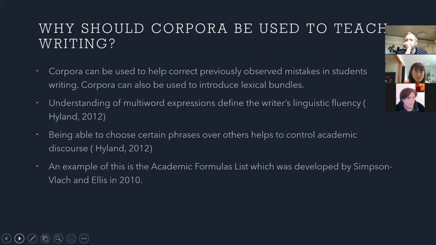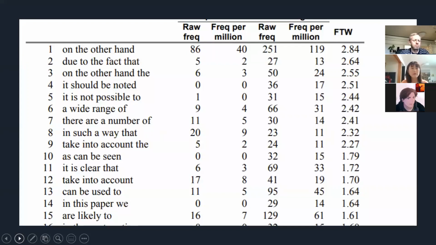And there are things that are already developed, like the Academic Formulas List, which was developed by Simpson-Vlach and Ellis in 2010. It's divided into just writing and just speaking. So this is the speaking one. If you were going to introduce these lexical bundles in an academic writing class, you could see which ones are most common. The most frequent are at the top, and then it goes down. So: on the other hand, due to the fact... But you can already see by number 3 that even the shorter bundles, like on the other hand, are in the longer bundles, the multiple word ones.